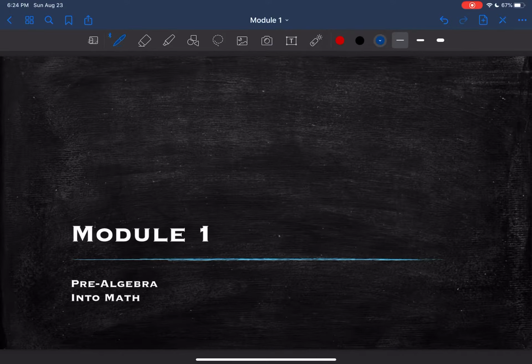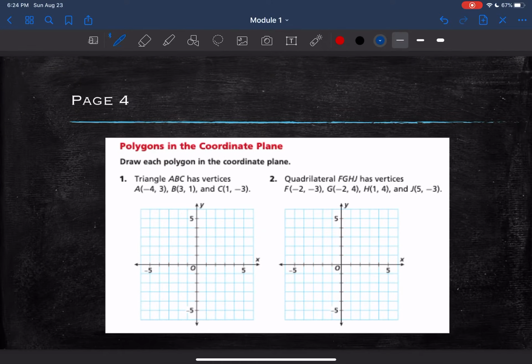All right, let's get started with Module 1. We're going to be using Into Math as our textbook. And first thing I want to do is just a quick recap of what we taught in our previous lesson. In our previous lesson, we talked about the coordinate plane.